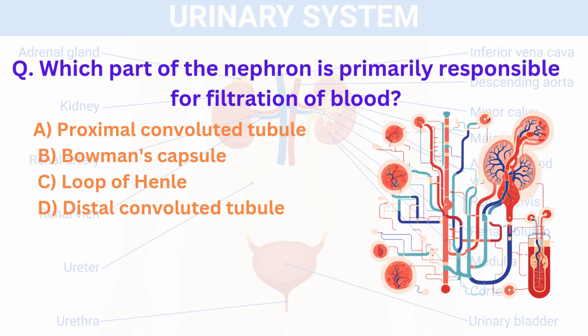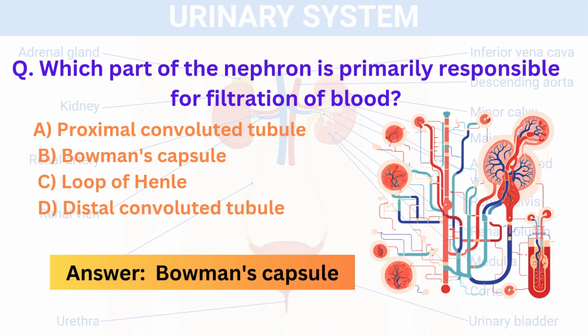Then loop of Henle, it is a part of nephron that concentrates urine by reabsorbing water and salts. Then distal convoluted tubule, it is a part of the nephron that is involved in the selective reabsorption and secretion of ions to regulate water and electrolyte balance. Hence, here the correct answer is Bowman's capsule. Bowman's capsule is primarily responsible for filtration of blood.